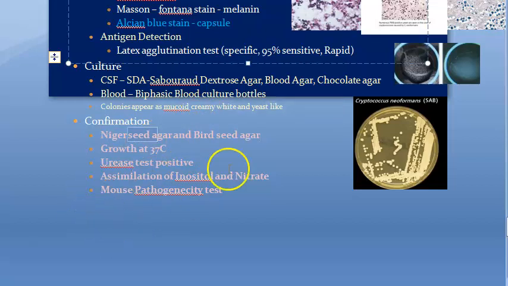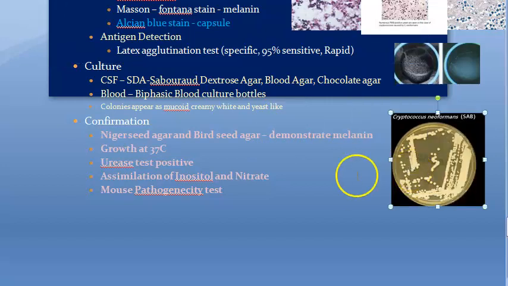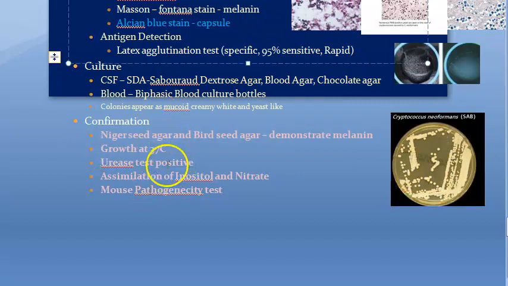Okay, so here you can show the melanin production. You can demonstrate melanin. Okay, then 37 degrees centigrade means it's higher than room temperature, but actually it is our body temperature. So it grows at our body temperature.